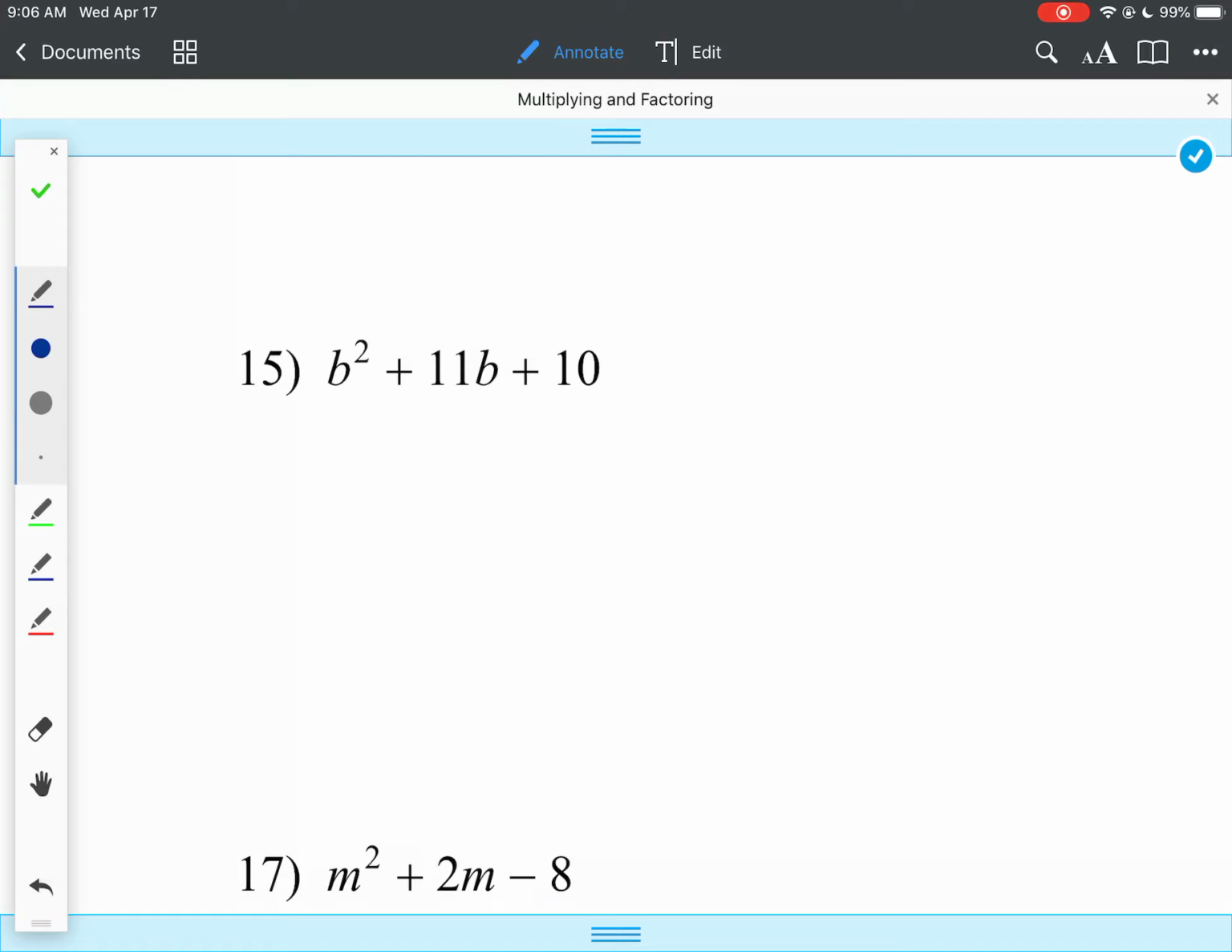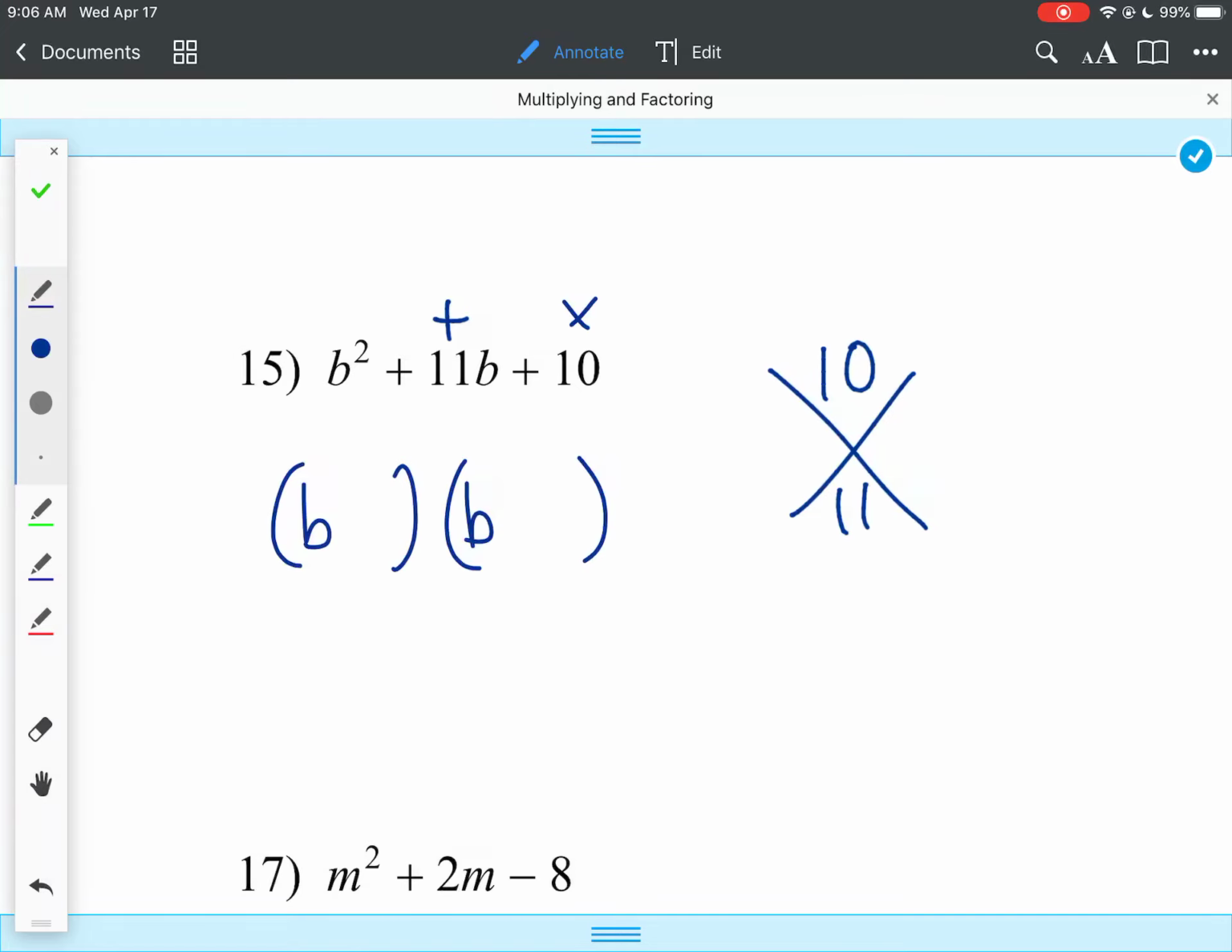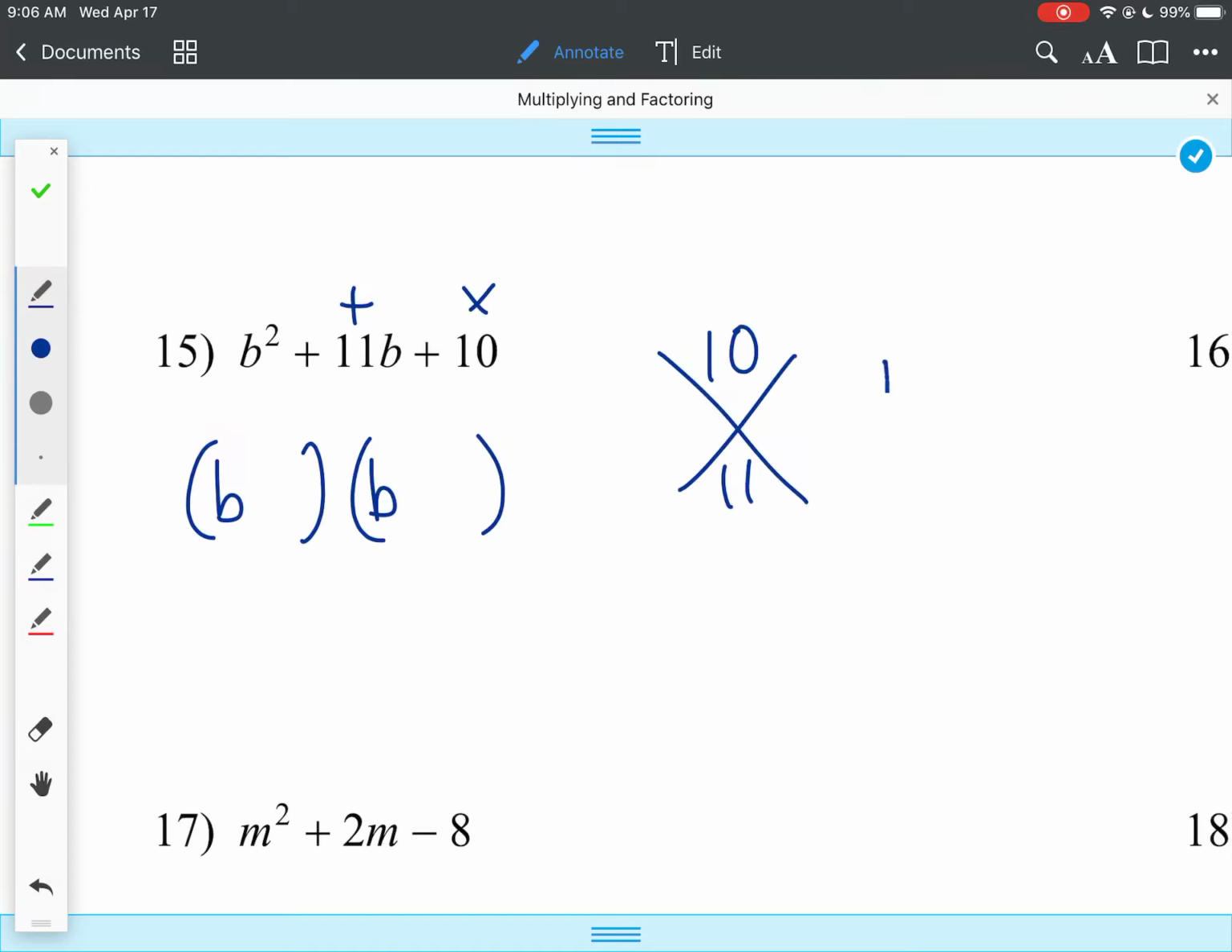Okay, so number 15. You can start off by doing your parentheses if you want and put your variables in the first. And then make your diamond problem, okay? What multiplies to 10 and what adds to 11. So I make my diamond. Multiplies to 10, adds to 11. So what are the factors of 10? 1 and 10. 2 and 5. And I think that's it.